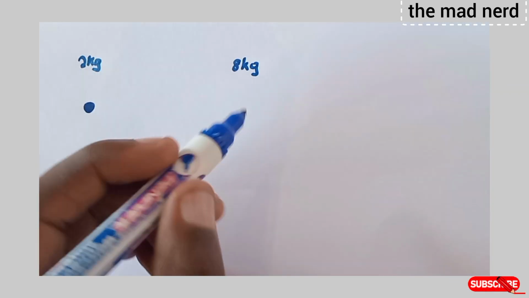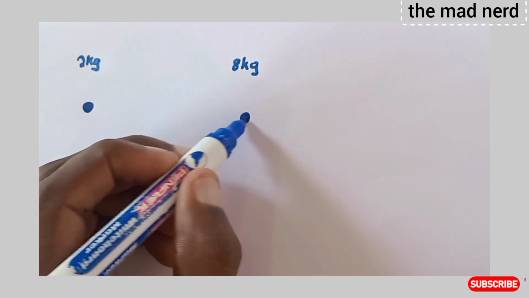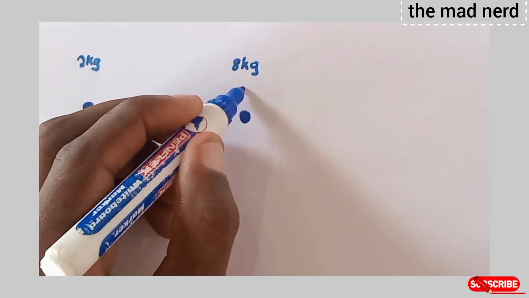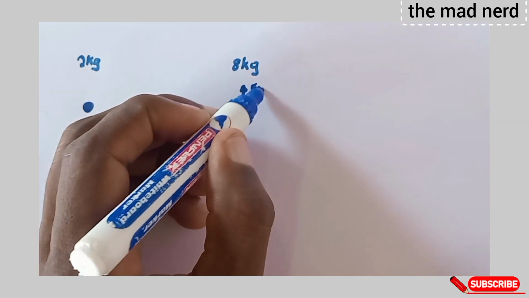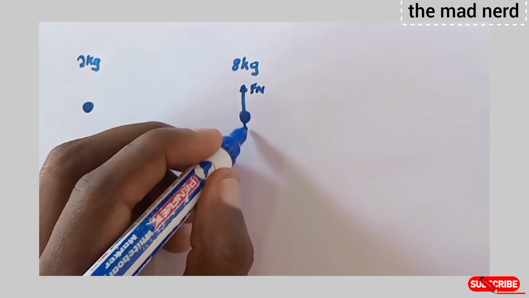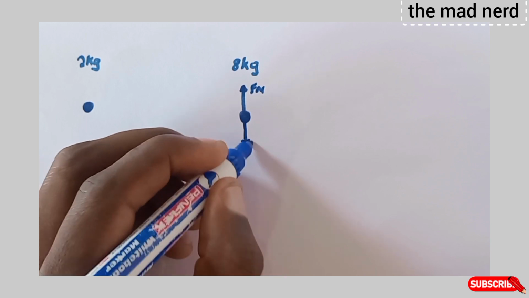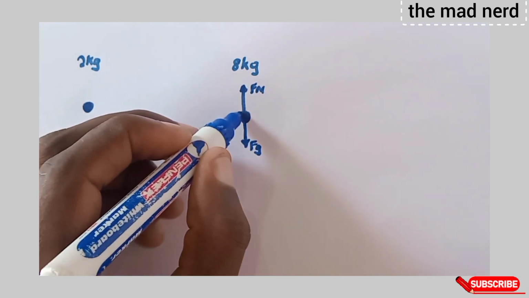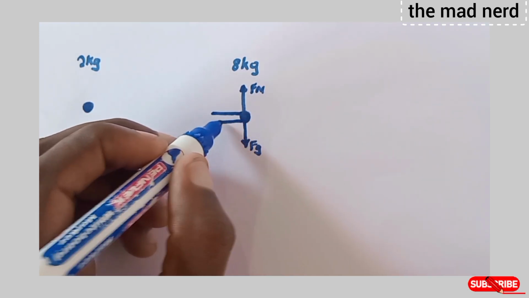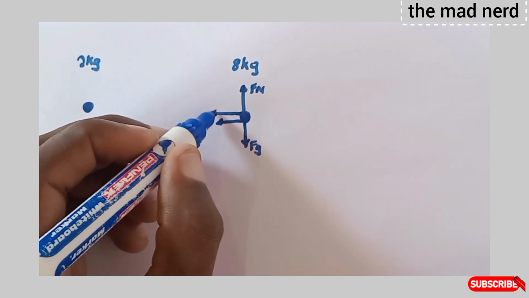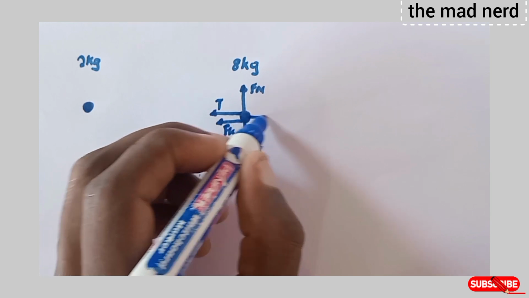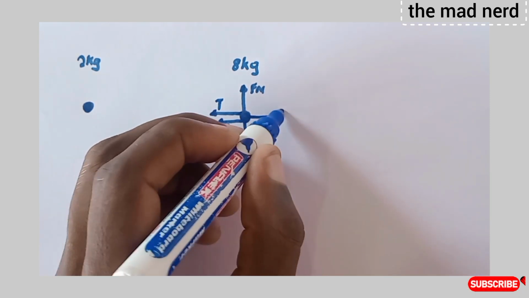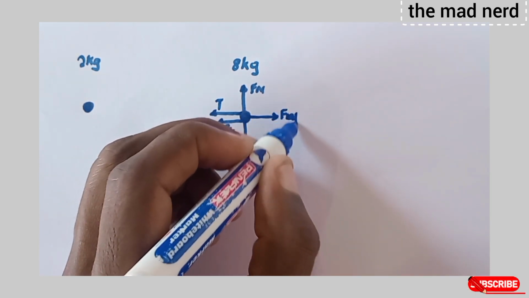Since we drew the 8 kg block, we know that it has five forces that are acting there. That is, we have Fn, and then we have the Fg, and then we have the tension, and then we have the friction, and then we have the applied force.